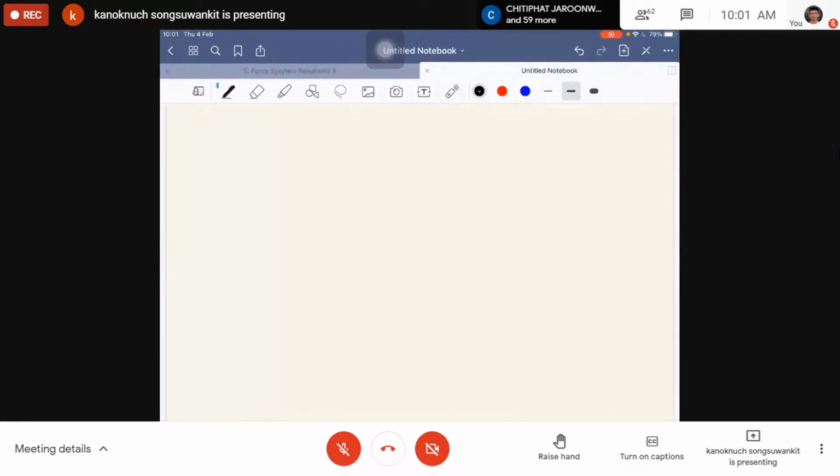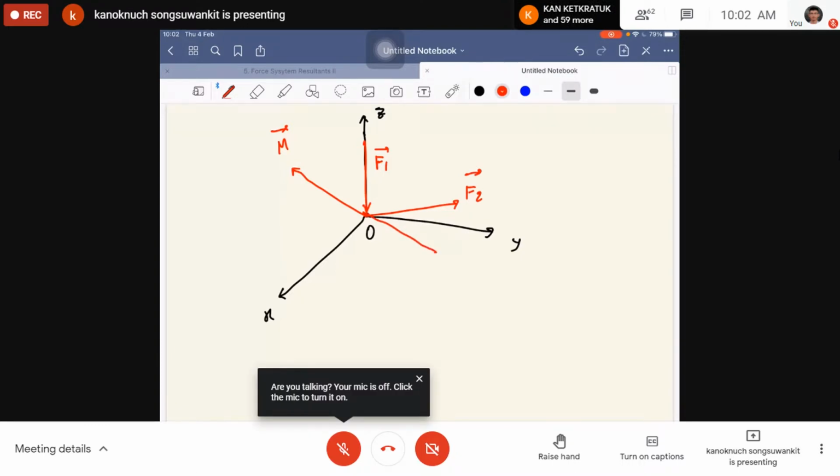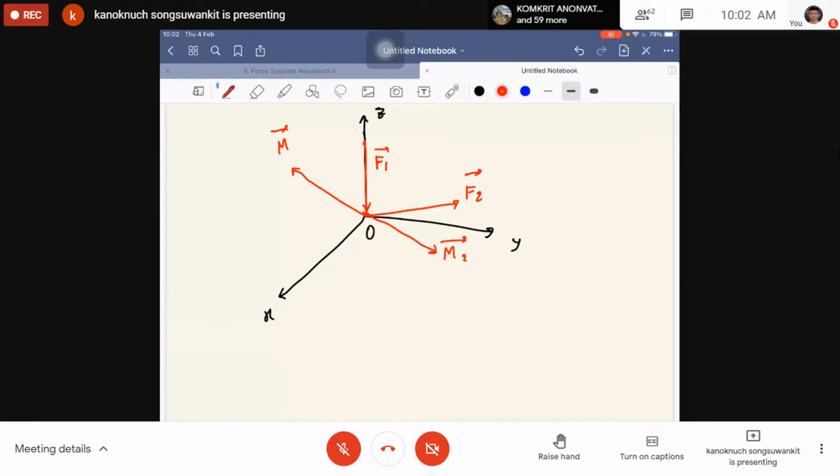So now all the force and all the moment have been located at the origin point O. Right, we have M, with the force F2, the force F1, and the couple moment that's produced by these two forces. And M1 equal to 0.